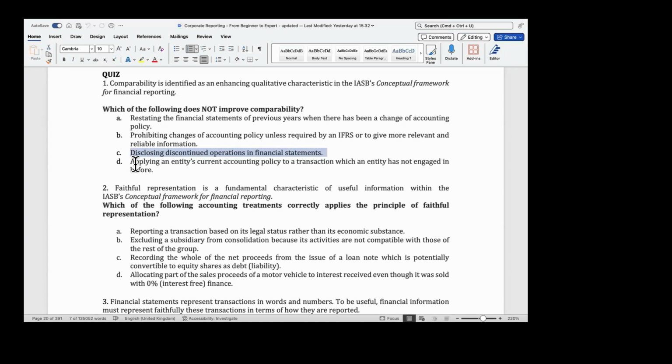So that means this D is the answer. Applying an entity's current accounting policy to a transaction which an entity has not engaged in before. Nope, that's not necessary because you don't need to apply your current accounting policy to a transaction you have not engaged in before. It doesn't improve comparability because this is a new transaction. You are not really comparing it with any previous year. There is not even a previous year because it's a new transaction that you have not engaged in before. So it's really D that does not improve comparability here.